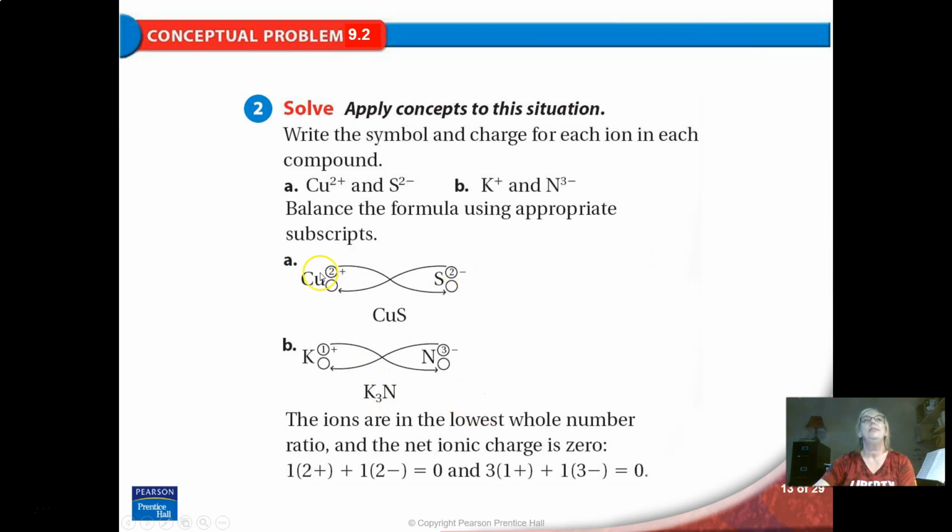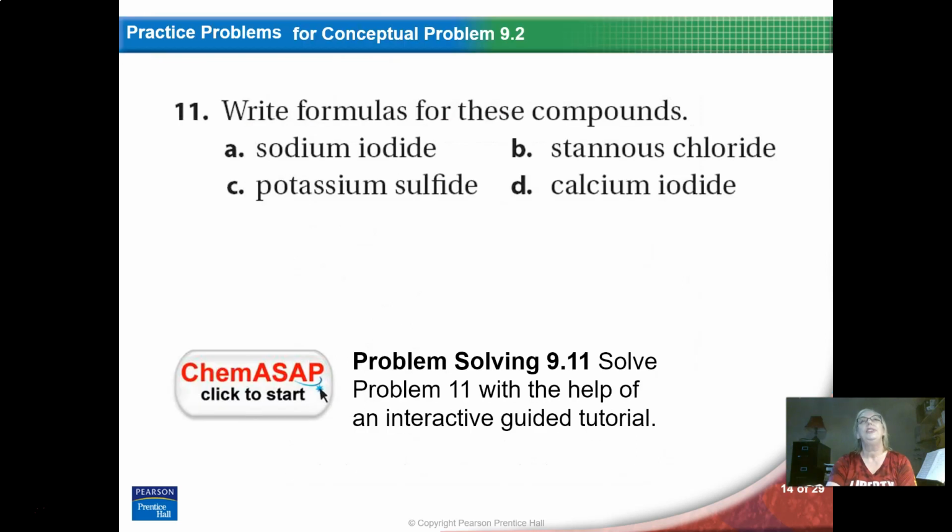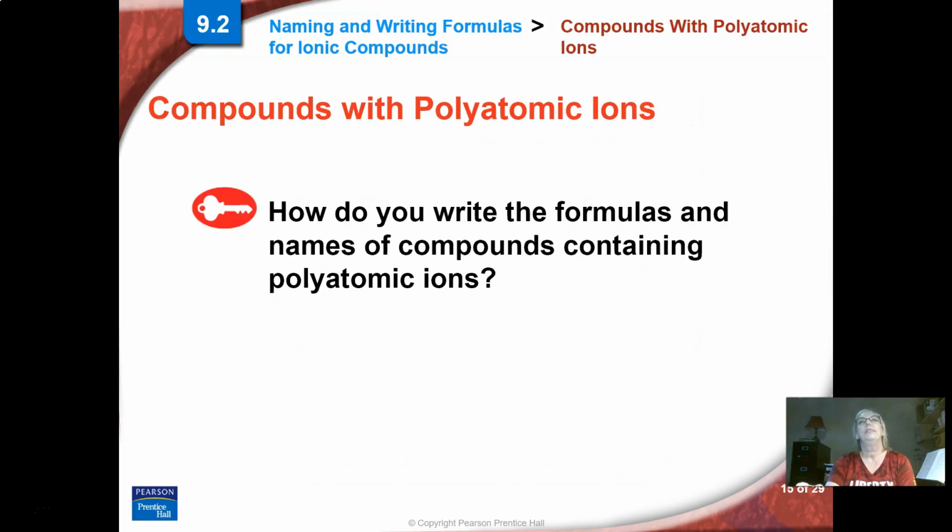So this crisscross method's useful for most things, but in this case it wouldn't be right. You'd put a 2 there and a 2 there. You'd have Cu2S2. We always go lowest term, so if you find a situation like that, you always have to go to lowest terms, so that's the smallest whole number ratio. So crisscross works sometimes, but not always. So double check yourself when you're done. You can try some of these.